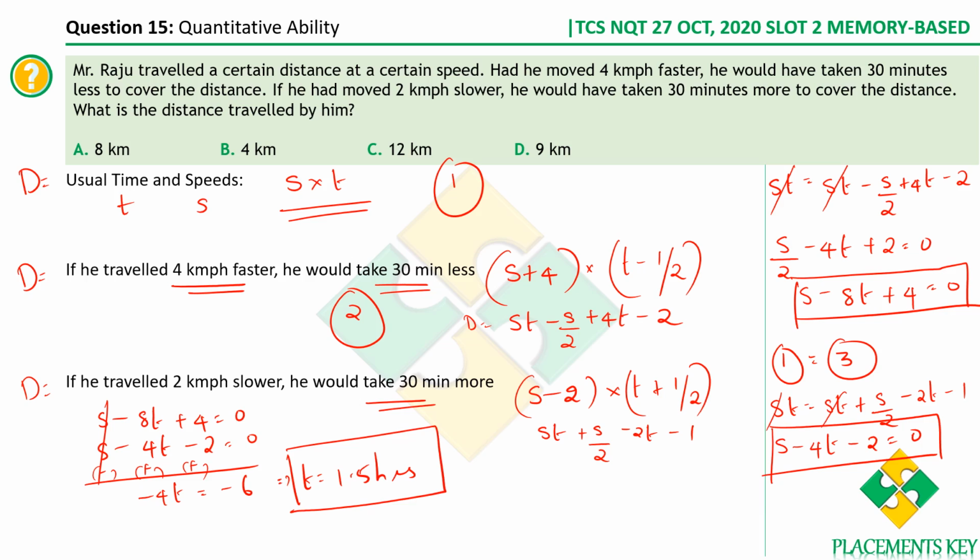We've got the time. Now we can substitute in either of the two equations to get the value of s. Taking the second equation, s minus 4t minus 2 is equal to 0. 4 into 1.5 is 6, so s minus 6 minus 2 is equal to 0. Therefore, we get the speed as 8 kilometers per hour. So the distance is speed into time, 8 into 1.5, which gives 12 kilometers. Therefore, the distance he's supposed to travel is 12 kilometers.